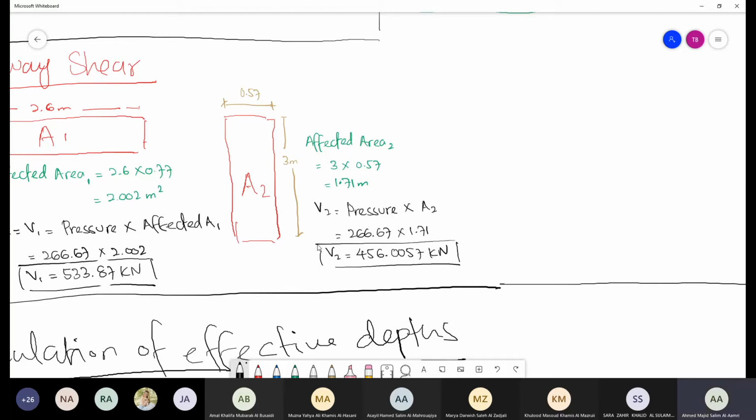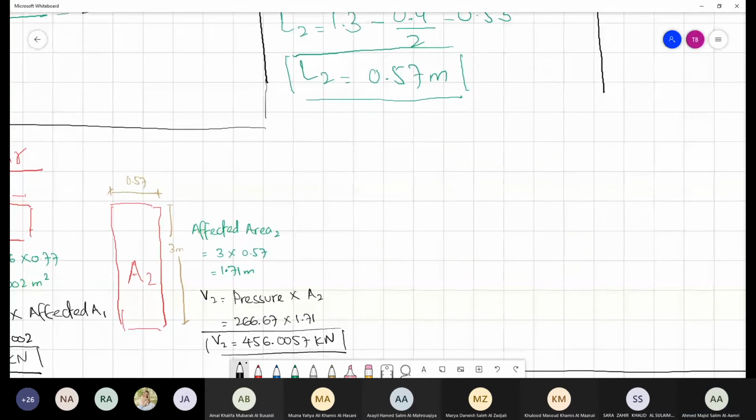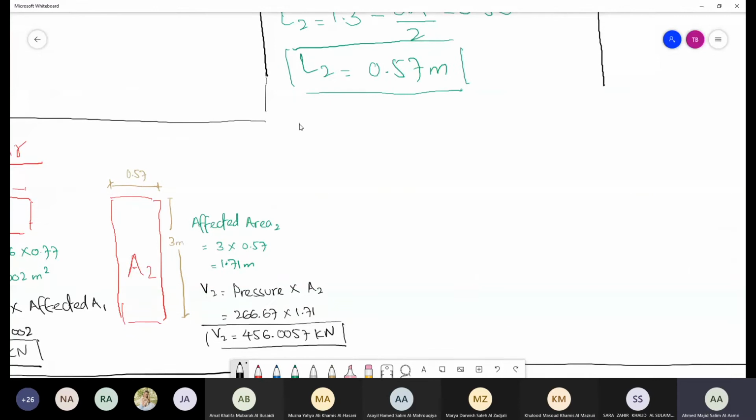Okay, so we have got our V1 and we have got our V2. So now we know what is our shear force. We need to go for the last step, in which we are going to calculate something called shear stress number 1, which is equal to V divided by area, which is equal to the shear force divided by the cut area.